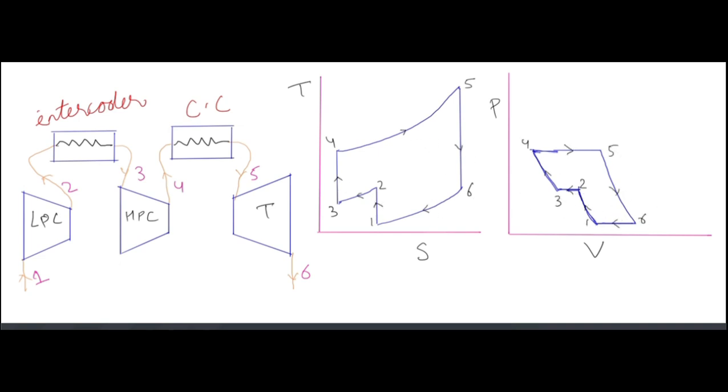Here we also have a clockwise cycle because it's a work producing cycle. Now 2 to 3, intercooling is done, temperature is reduced. Intercooling is also at constant pressure, heat rejection is happening at constant pressure. Then 3 to 4 is compression, 4 to 5 is heat addition in the combustion chamber, 5 to 6 is expansion work in the turbine, then 6 to 1 is heat rejection in the atmosphere.